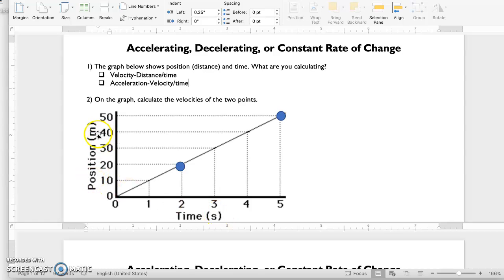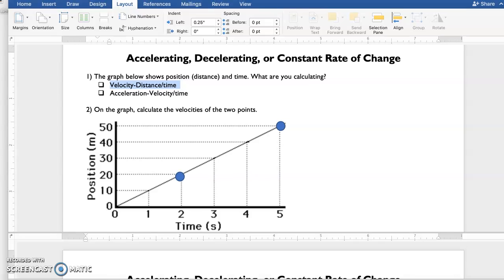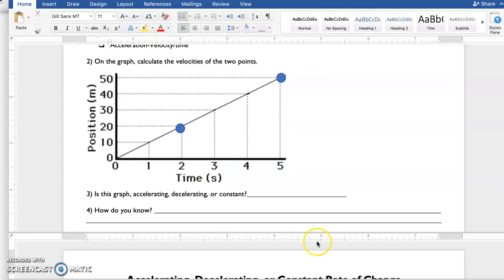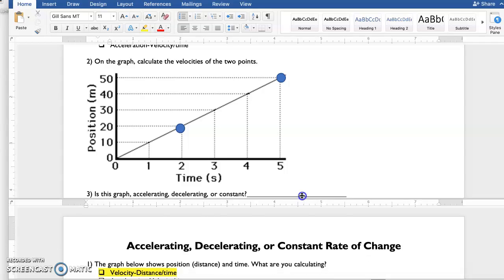So, position is in meters. So, meters is distance and time. So this is the right answer. It is a velocity graph. Okay? And then it says calculate the velocities at the 2 points. I already calculated it, so I'm going to show you how I did that.